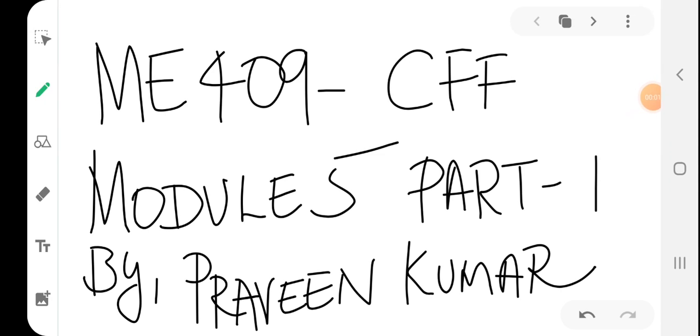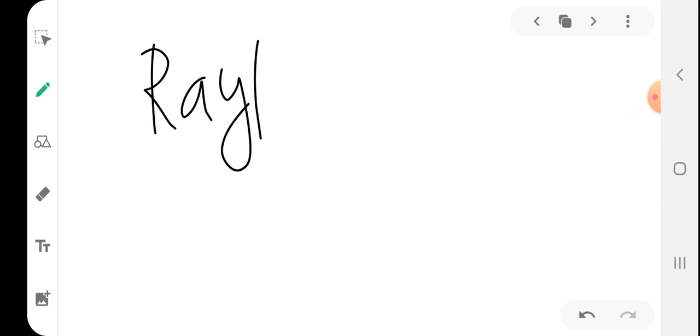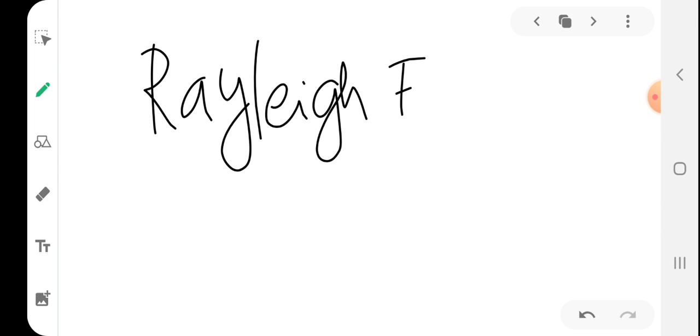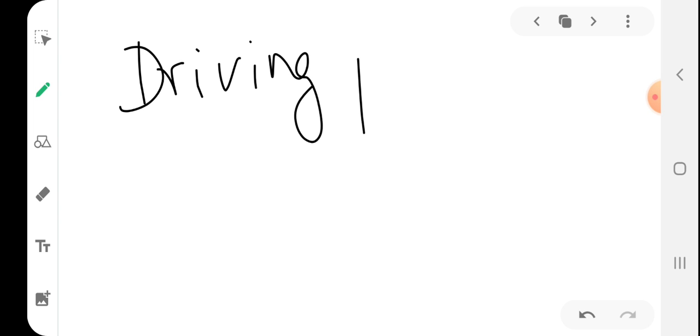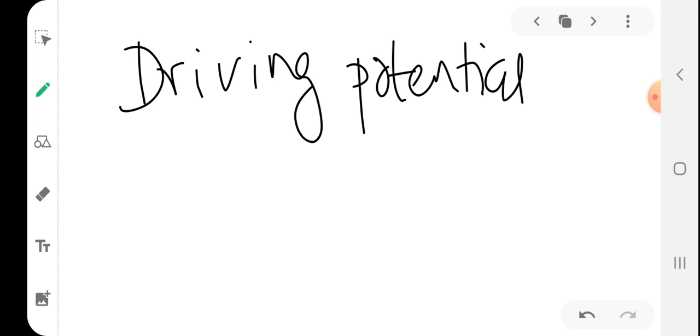Students, today in this session we are going to start our fifth module. This module is dealing with Rayleigh flow. So what is actually a Rayleigh flow? Rayleigh flow is a compressible fluid flow where our main driving potential is heat addition or heat transfer. It can be either heat addition or heat rejection. So the driving potential here is heat transfer.